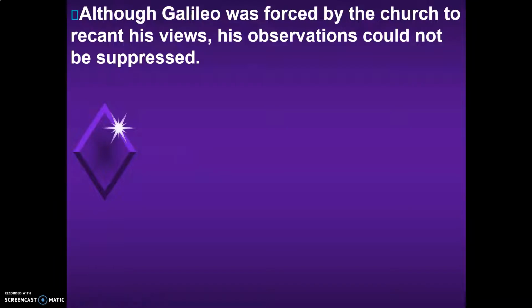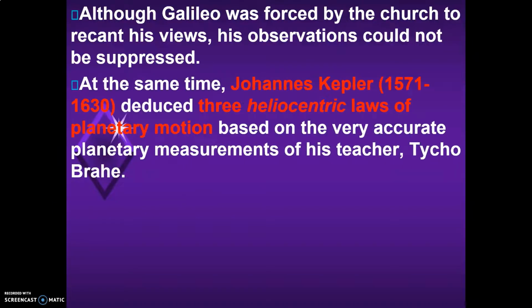So Kepler is around the same time as Galileo. As the church tells Galileo he can't continue his view of heliocentrism, Galileo is forced to change his mind and say he doesn't believe in heliocentric theory. As he's doing that, Kepler is actually making his observations for his three laws of planetary motion. So Kepler is a German astronomer, mathematician, and astrologer who actually works with Tycho Brahe.